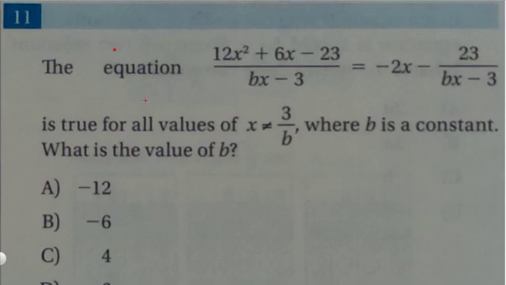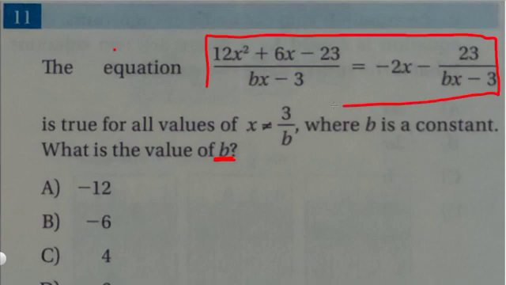Question number 11. The equation (12x squared plus 6x minus 23) all over (bx minus 3) is equal to (negative 2x minus 23) over (bx minus 3) is true for all values of x except 3 over b, where b is a constant. What is the value of b? So what we want to determine here is the value of b coming from this rational equation above.